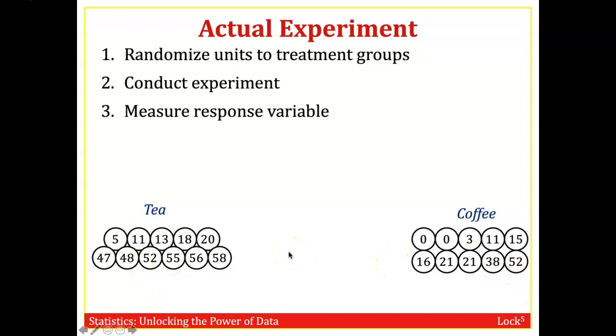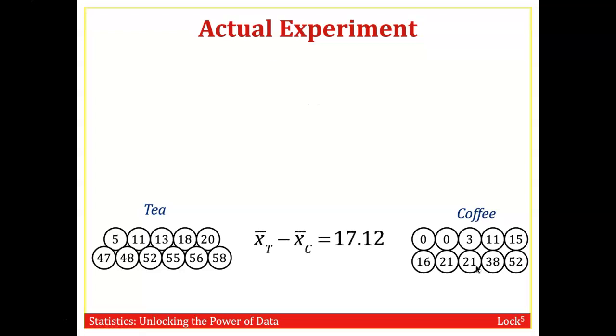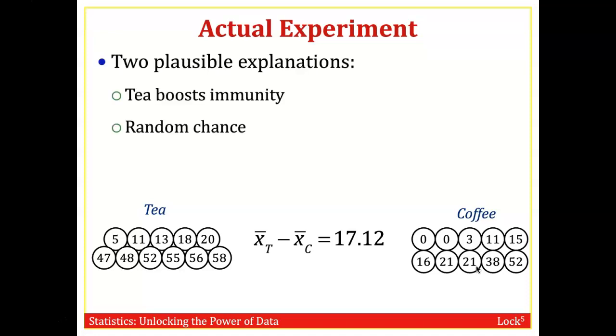All right, so we wanted to calculate the test statistic to summarize this, and that's the 17.12 that we saw before. The tea group's average is 17.12 units higher than the coffee group. So we haven't proven anything. We don't even know if we have evidence for anything. So that's what we want to consider here. Thinking about the actual results, there are two plausible explanations. Either tea boosts immunity, and these are in fact higher, reflecting that, or this difference is due to random chance.